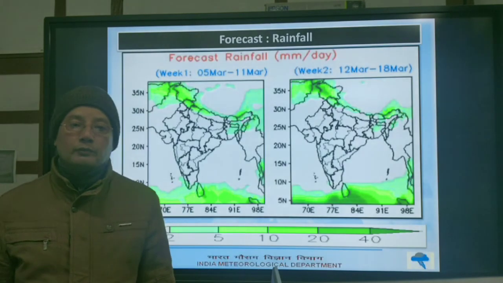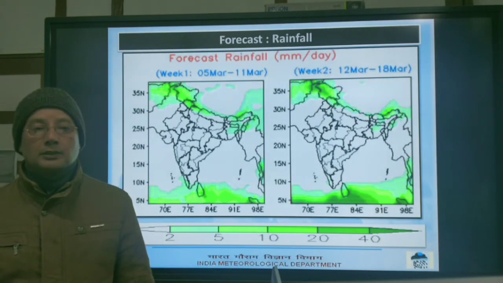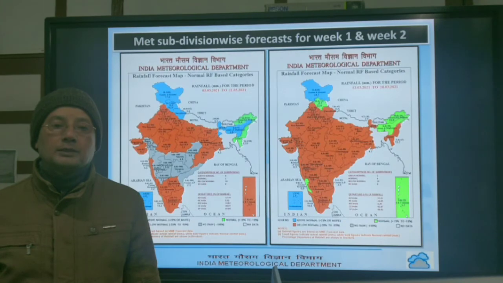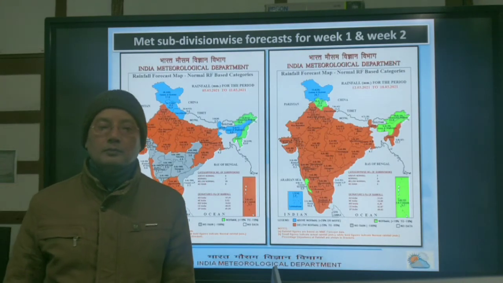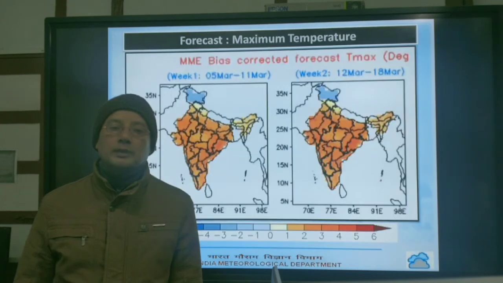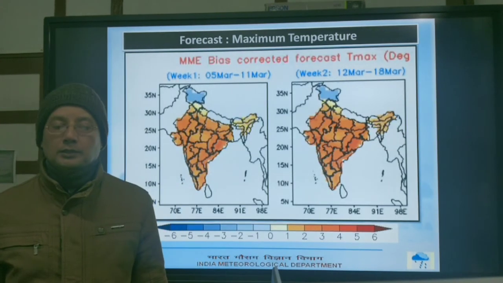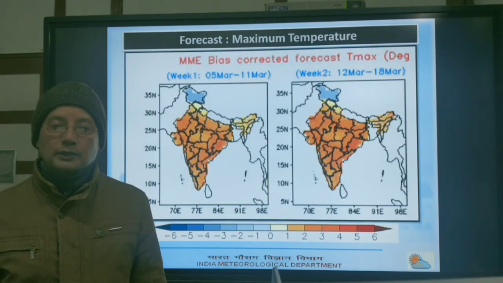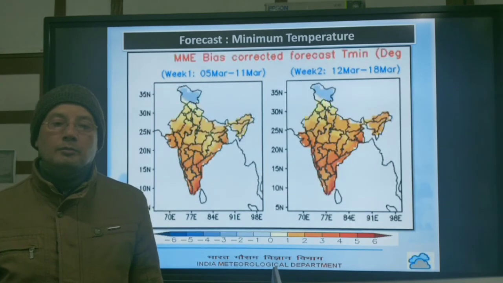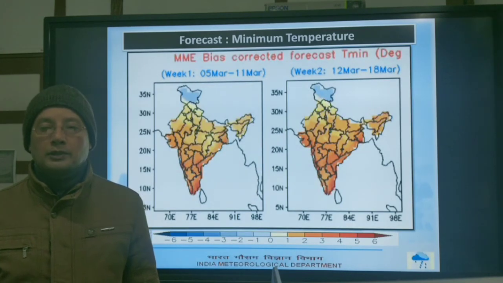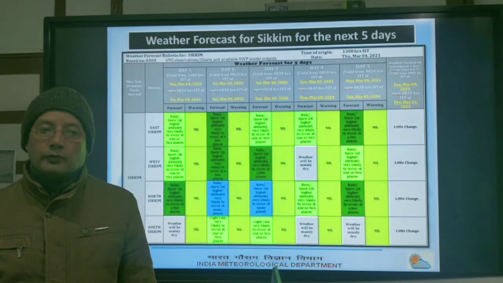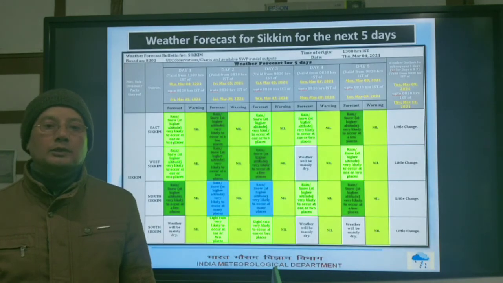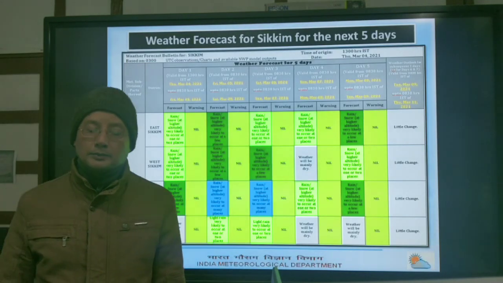Then we come to the rainfall forecast map for the next 2 weeks. Then we have subdivision wise forecast for week 1 and week 2. Then we have maximum temperature forecast for the next 2 weeks. Then minimum temperature forecast map for the next 2 weeks. Our final slide is a weather forecast for Sikkim for the next 5 days.